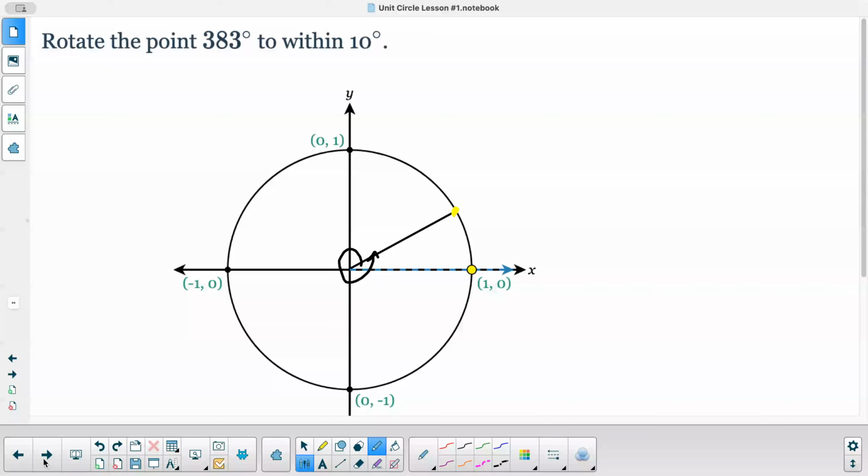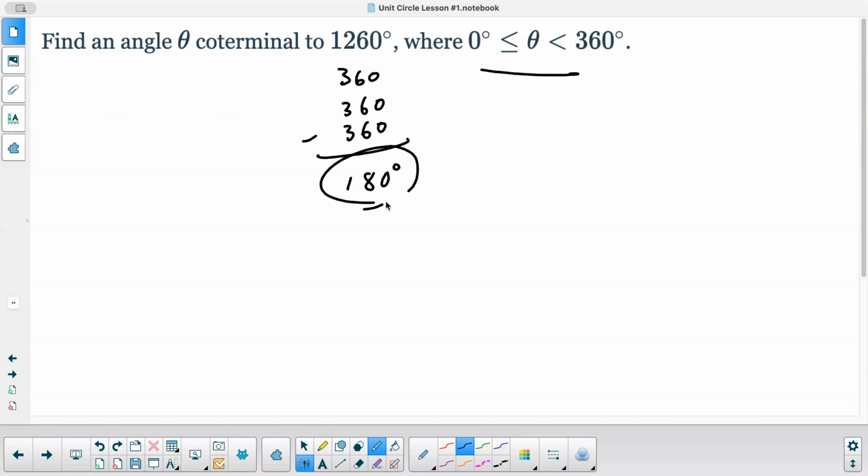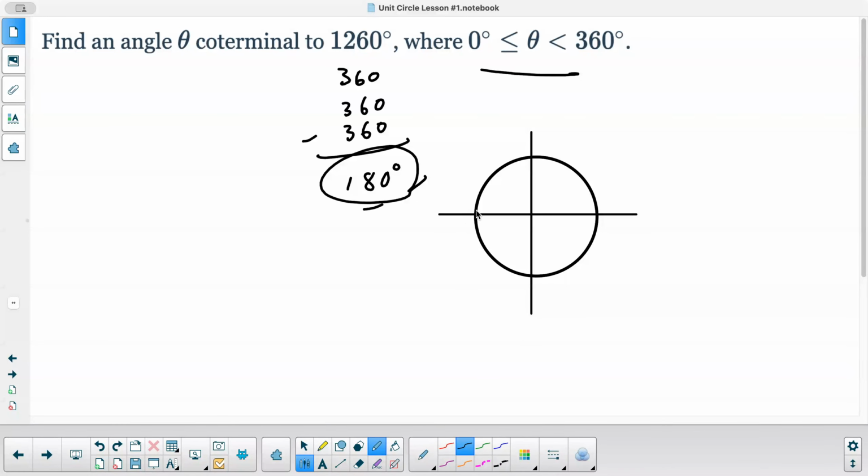All right, so now that we know how to graph angles or draw angles in standard position, we're going to now find coterminal angles. So just add or subtract 360 till you get it between 0 and 360. So I think I have to subtract 360 3 times. I think it gets it down to 180. Okay. So actually we know enough to know, like, our unit circle here, at 180, we've already talked about it. That's this point right here.